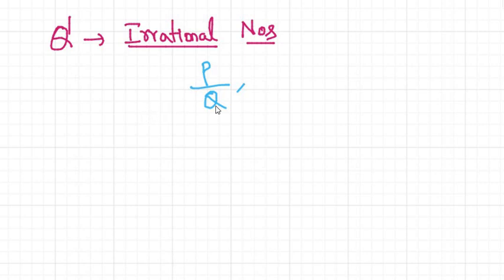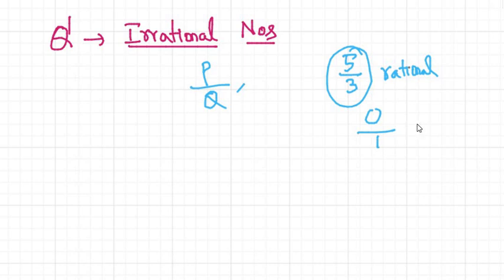How does 5 by 3 become irrational? Is 5 by 3 rational or irrational? It is rational, not irrational. 0 is rational. You are asking me whether 0 is irrational? 0 can be written as 0 by 1, so it is rational.